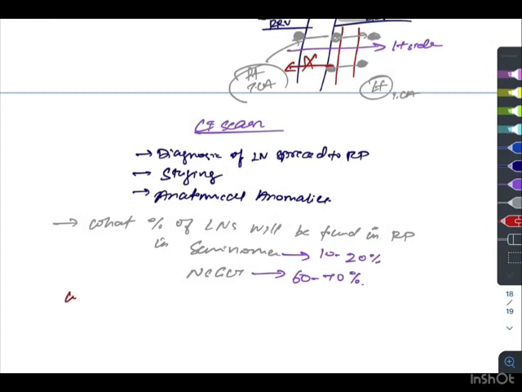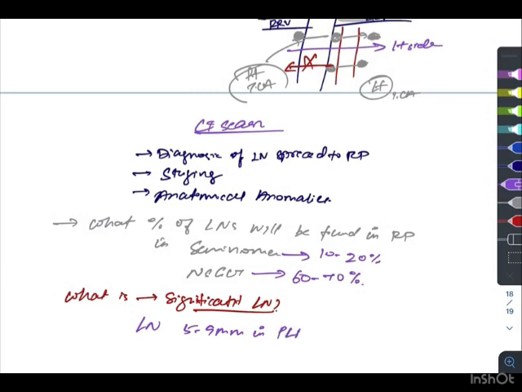And then, what is meant by a significant lymph node? In CT, we can find many lymph nodes in the retroperitoneum. So, what is the lymph node which contains the metastasis? This is called the significant lymph node. A lymph node which is 5 to 9 mm in size in the primary landing zone is considered a suspicious lymph node.